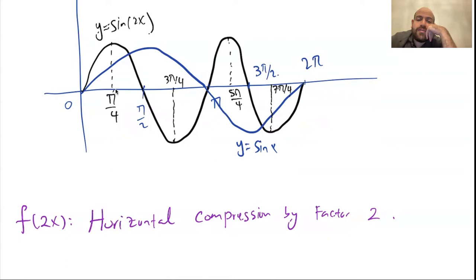We'll have 2 local max at pi over 4 and 5 pi over 4, and 2 local min at 3 pi over 4 and 7 pi over 4. So my point is this graph could have been sketched in a pre-calculus course using graph transformations, because if you have the graph of f of x, in this case sine x, then the graph of f of 2x can be obtained by horizontal compression by factor 2.